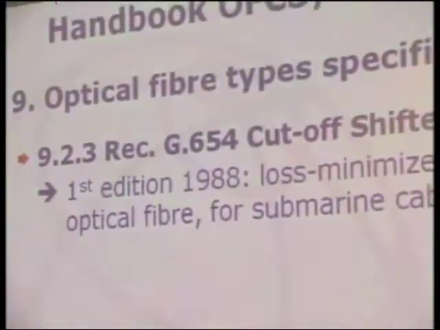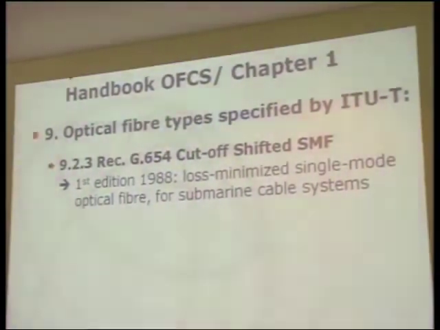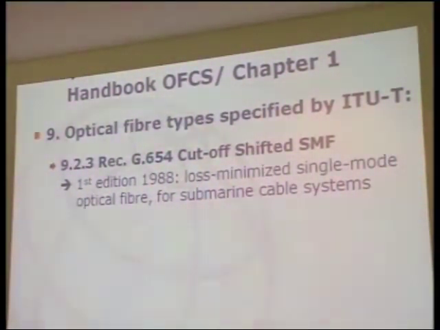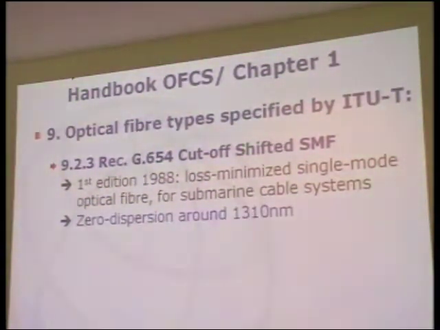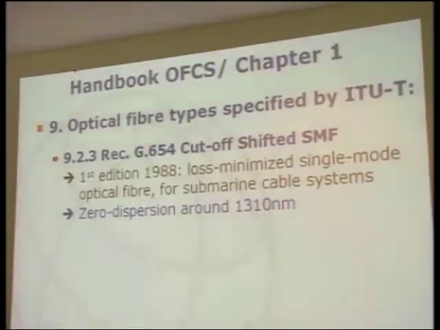Okay, then shortly after the 653, we have also incorporated the G.654 fiber, which is now named cutoff shifted fiber, but in the first editions it was also called a loss minimized single mode fiber, and it's purely optimized for use at 1550 nanometer. The dispersion curve still has its zero dispersion wavelength at 1310 nanometer. So you could also say it is a particular version of the 652 fiber. The dispersion curve is the same as a 652 fiber, but the fiber is more optimized for use only at 1550 nanometer.